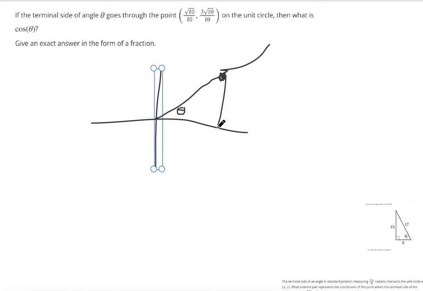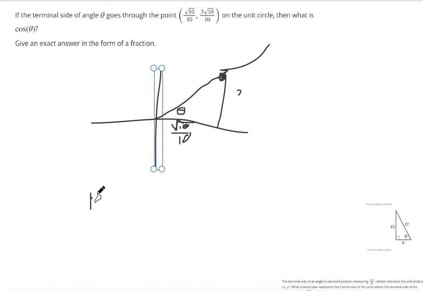And then we're supposed to say what cosine of theta is. Cosine is the adjacent, so that would be the x-axis, square root of 10 over 10. Sorry, that's a 10 up top inside that awful square root. And then the opposite would be the y, the 3 square root of 10 over 10. So you've got to find the hypotenuse in this situation.